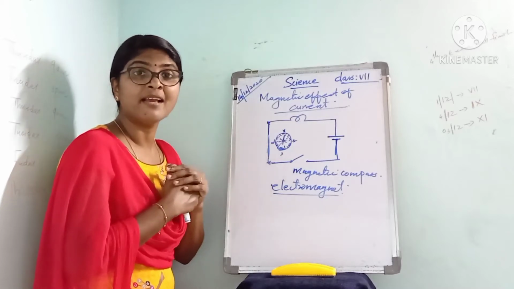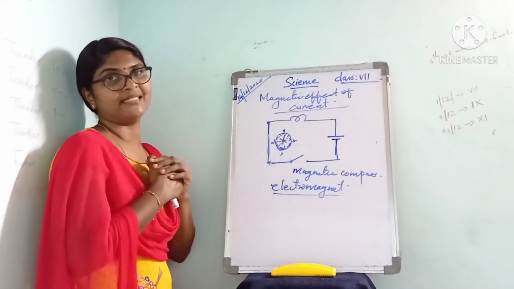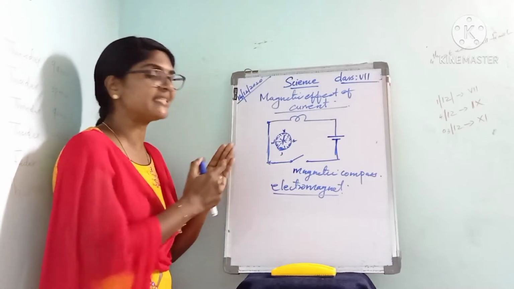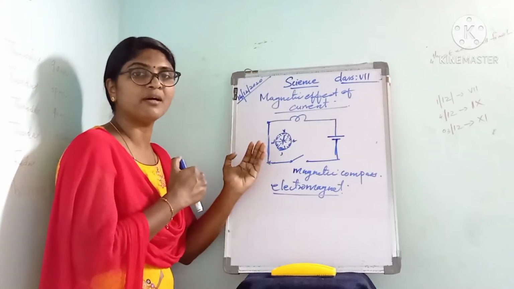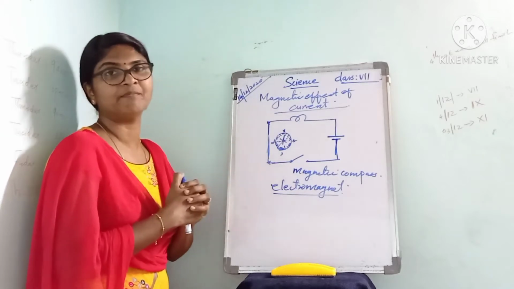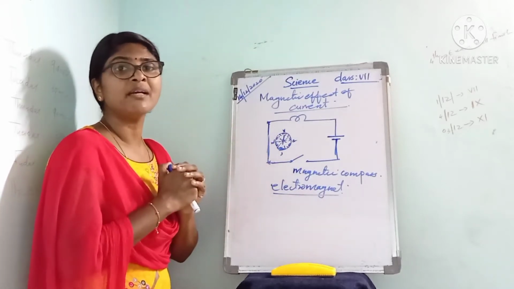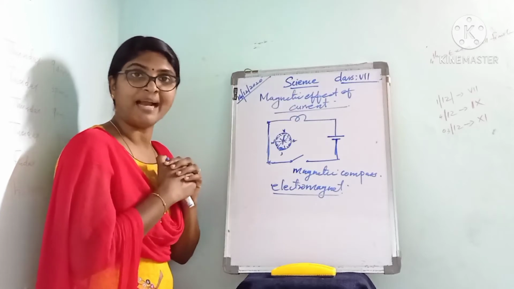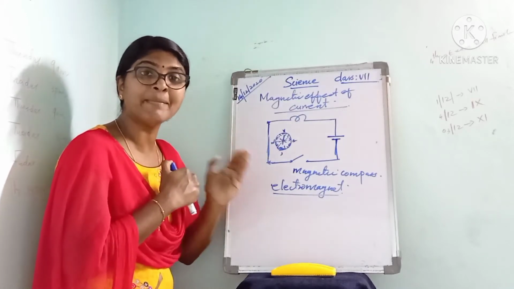It does not behave as a magnet. That is actually the property of an electromagnet. Whenever there is electric current, the coil of wire will behave as a magnet, or temporary magnet. When the current is switched off, it loses that property of being a magnet. That is why it is called a temporary magnet.